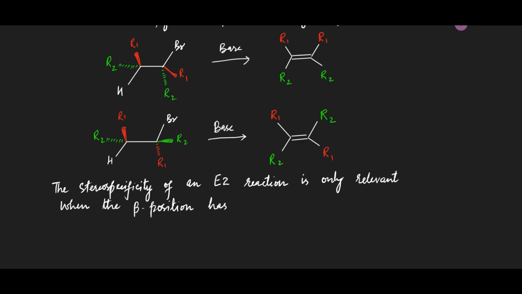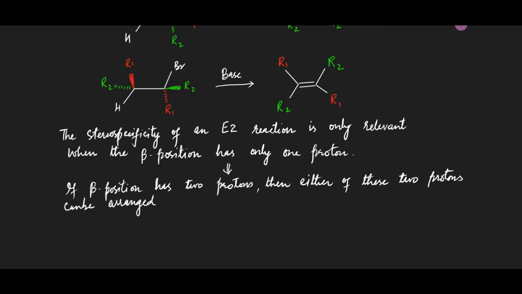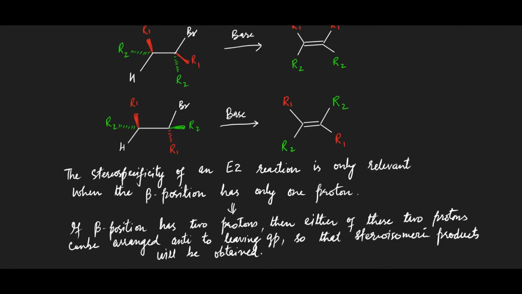Thus, elimination gives trans-alkene. One important point to remember is that, the stereospecificity of an E2 reaction is only relevant when the beta position has only one proton. If beta position has two protons, then either of these two protons can be arranged anti to leaving group, so that stereoisomeric products will be obtained.